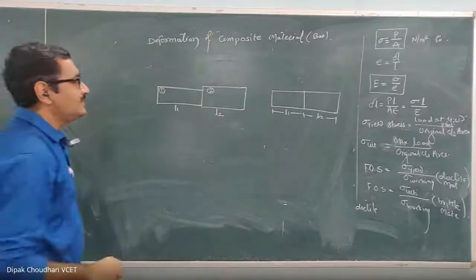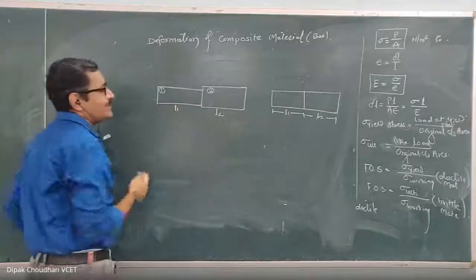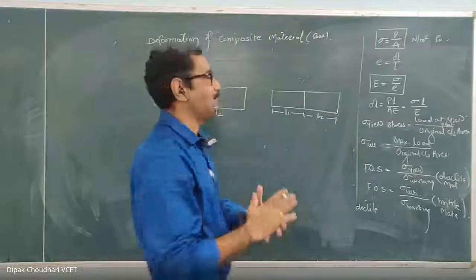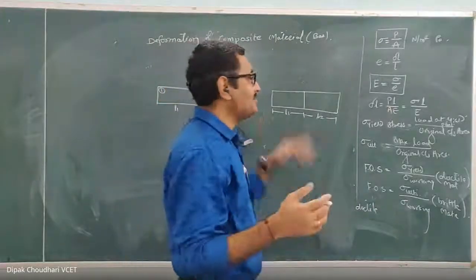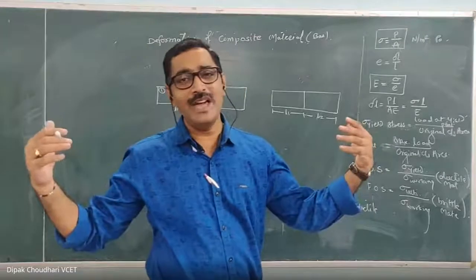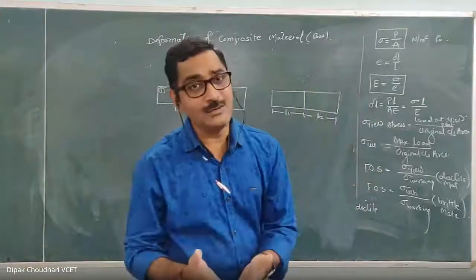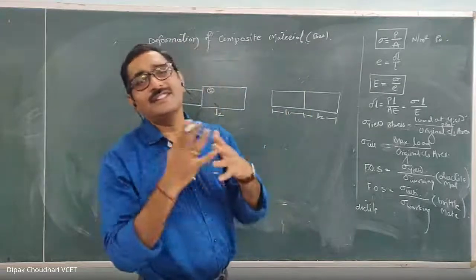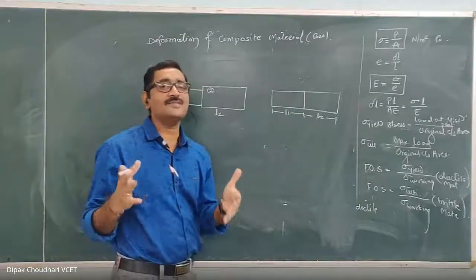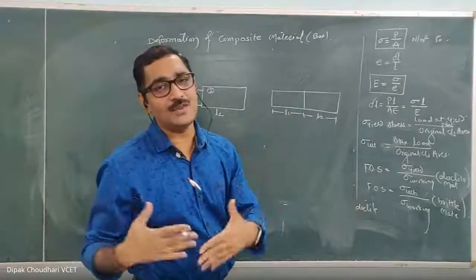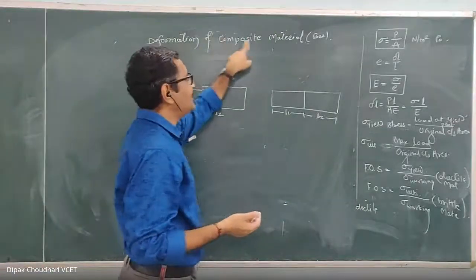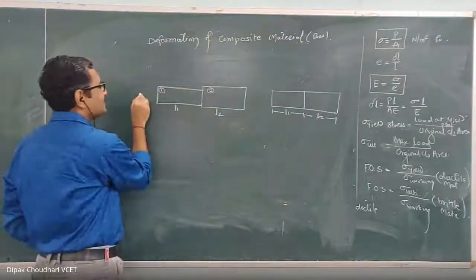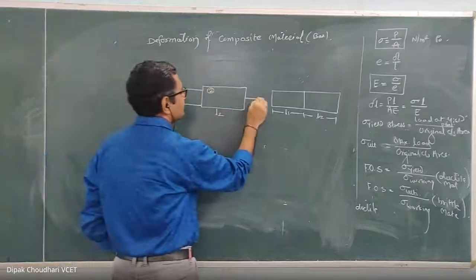Now, these components are subjected to some axial forces, maybe at the end, or some internal forces may be there, or a force may act at some intermediate point. When such a component is subjected to some external forces as well as forces at some intermediate point, then it is known as a composite rod or composite material.